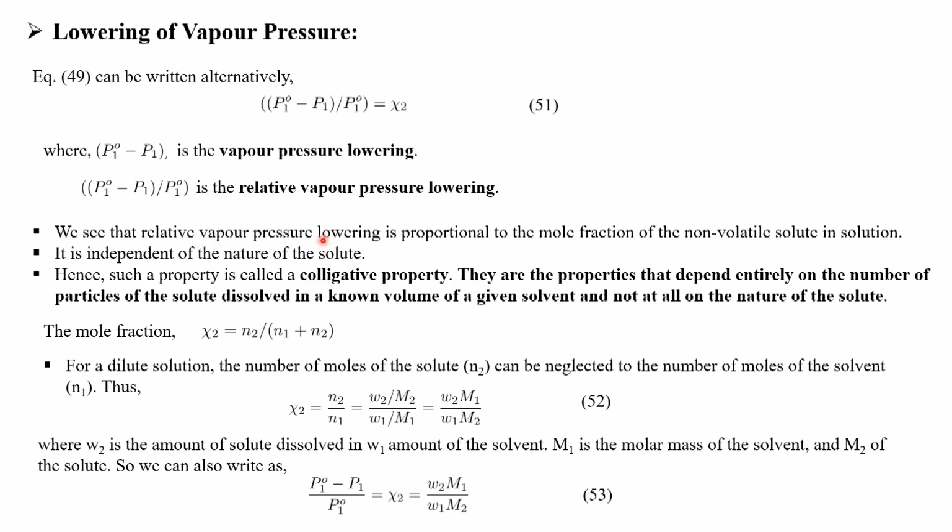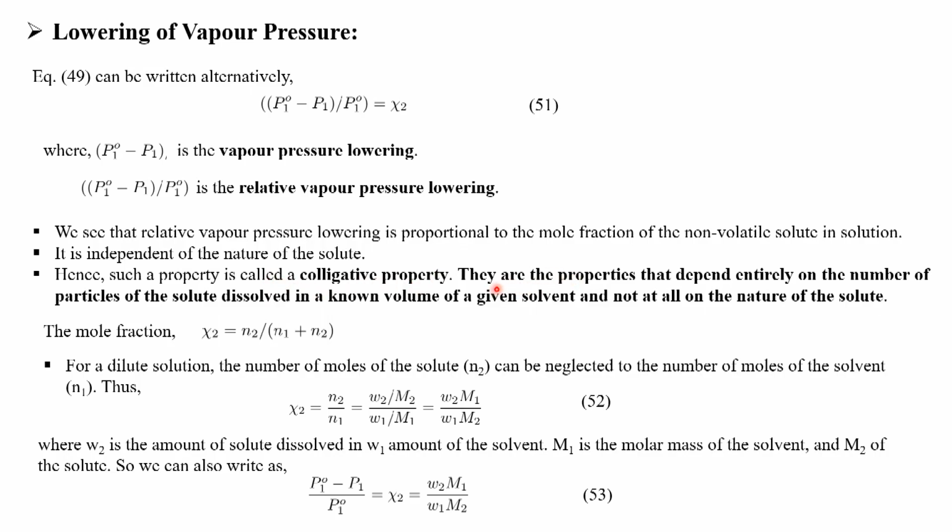So we see that the relative vapor pressure lowering is proportional to the mole fraction of the non-volatile solute in solution. It is independent of the nature of the solute. So it does not depend on what kind of solute we are taking. It depends only on the mole fraction of the solute. Hence, such a property is called a colligative property.